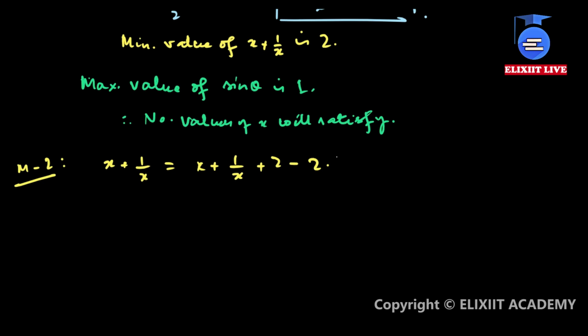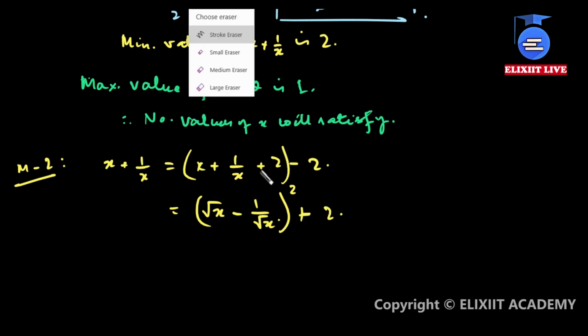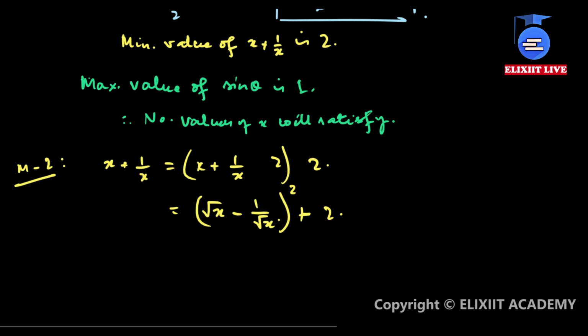Why are we doing this? If we add and subtract 2 over here, we can see that this particular portion will turn out to be root x minus 1 by root x, whole square, minus 2. Take minus over here and plus over here. The adding and subtracting concept remains the same. So this is root x minus 1 by root x, whole square, plus 2 remaining.